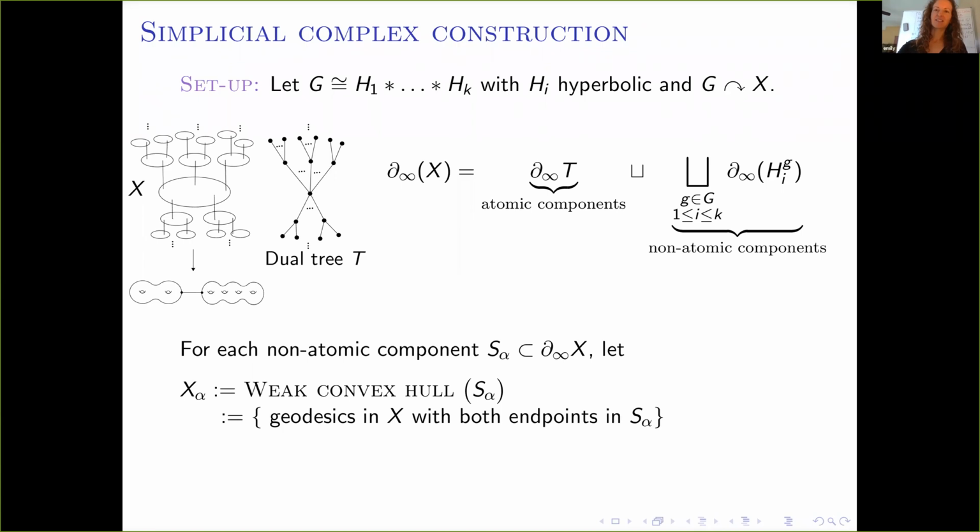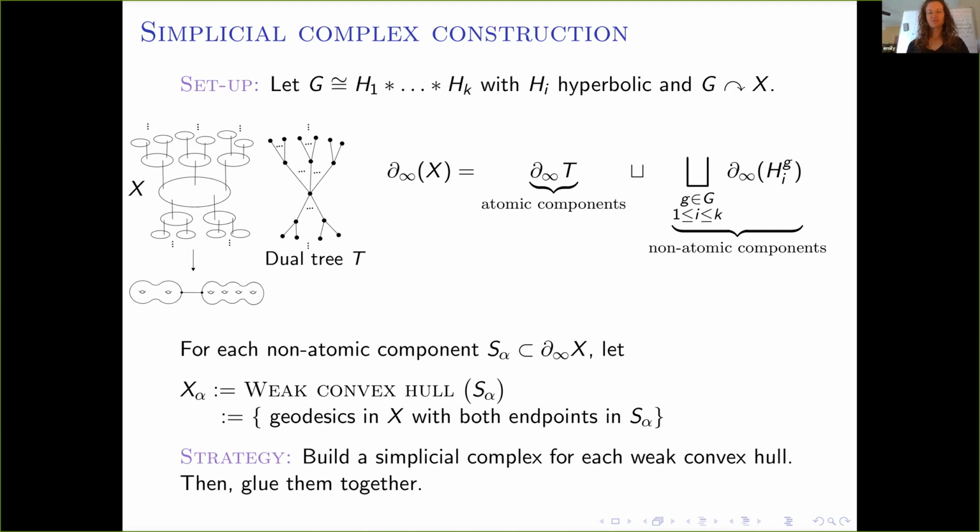We let X sub alpha be the weak convex hull of the set S sub alpha in the boundary, where the weak convex hull is by definition the set of geodesics in the space X that have both endpoints in the subset S sub alpha in the boundary. So in our example, the weak convex hull of one of these circles just recovers the hyperbolic plane, but in some arbitrary proper geodesic metric space, the weak convex hull could be more complicated, although Swenson proved that for hyperbolic groups, these weak convex hulls are quasi-isometric to the stabilizer of S sub alpha inside of G.